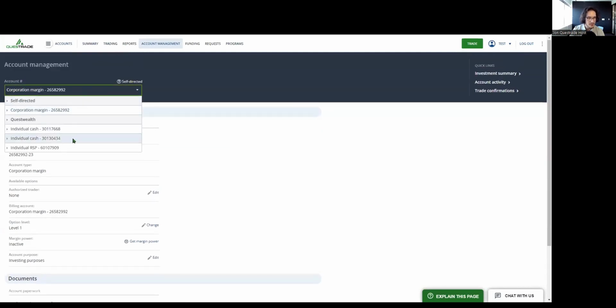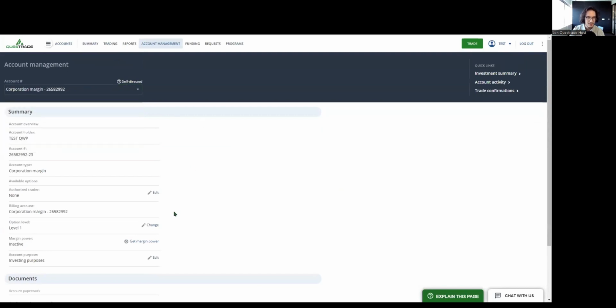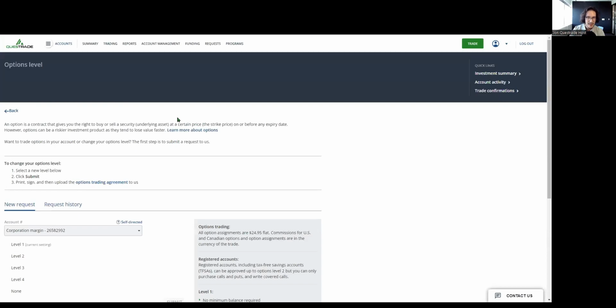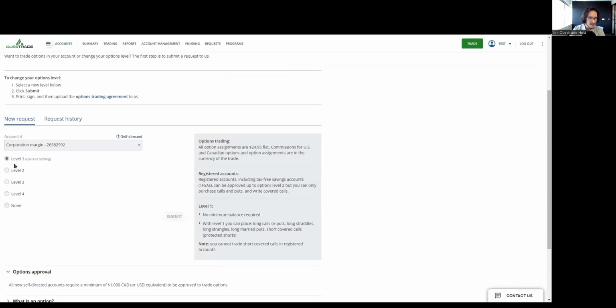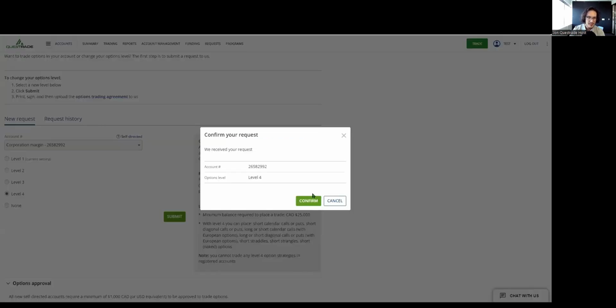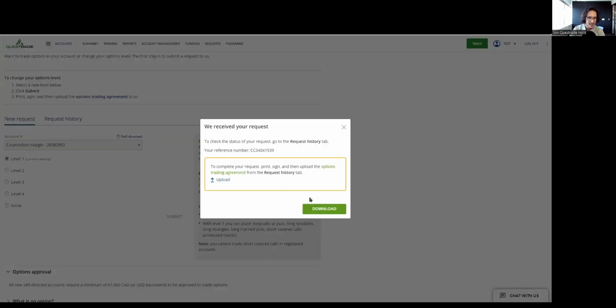So if you have more than one Questrade account, you may need to enable options trading in more than one account. Now, to change your option level, all you need to do is click the Change button with the little pencil next to it, and wait for the page to reload. Now, if you're upgrading your options level from 1 to 2, 3, or 4, you also may need to fill out a Questrade options agreement form.